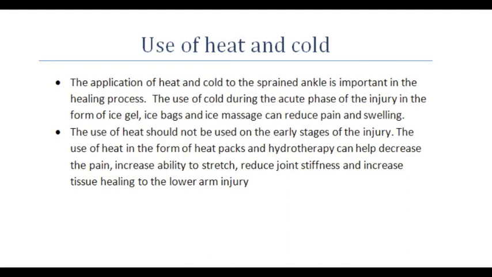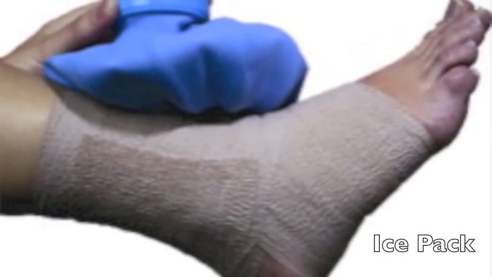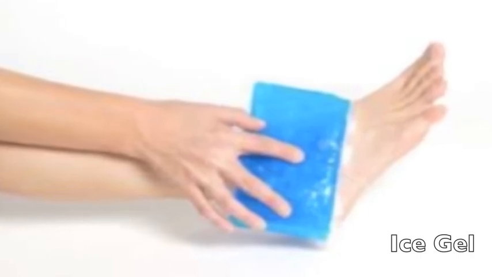The application of heat and cold to the sprained ankle is important in the healing process. The use of cold during the acute phase of the injury in the form of ice gel, ice bags, and ice massage can reduce pain and swelling. Heat should not be used in the early stages of the injury. The use of heat in the form of heat packs and hydrotherapy can help decrease the pain, increase ability to stretch, reduce joint stiffness, and increase tissue healing to the sprained ankle.